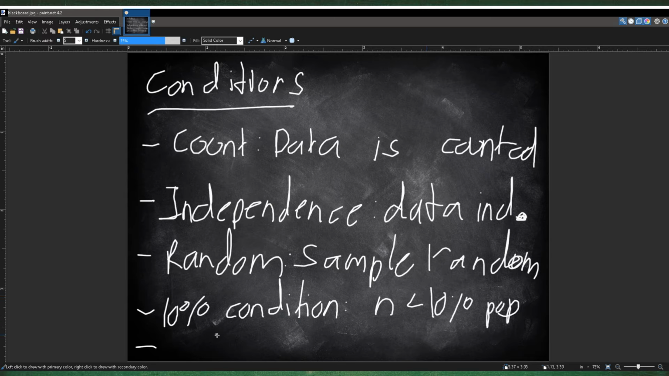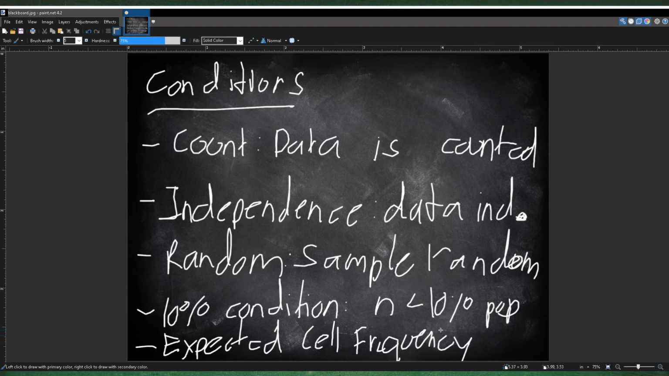And as always, you have the expected cell frequency. For chi-square tests, there's always the expected cell frequency. The conditions are basically the same for every single chi-square test, except sometimes you don't have to use the 10% condition. It's optional, but you don't have to do it all the time. So it says that each cell for your expected has to be greater than or equal to 5.